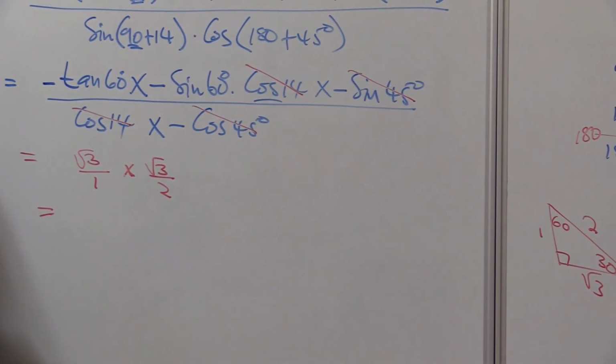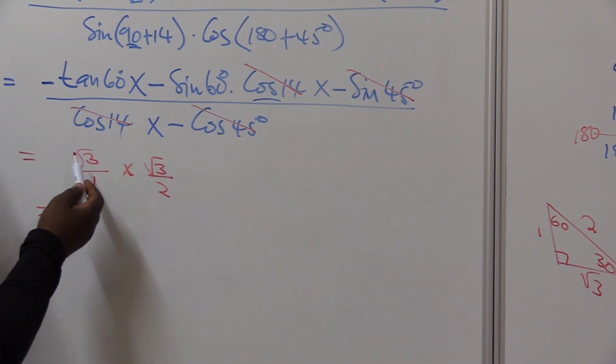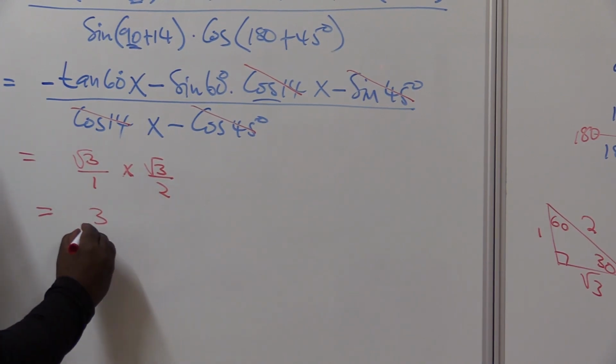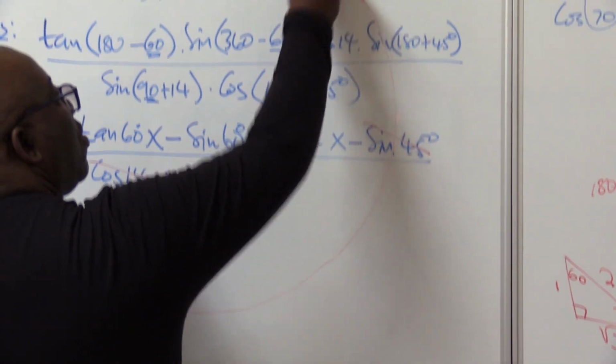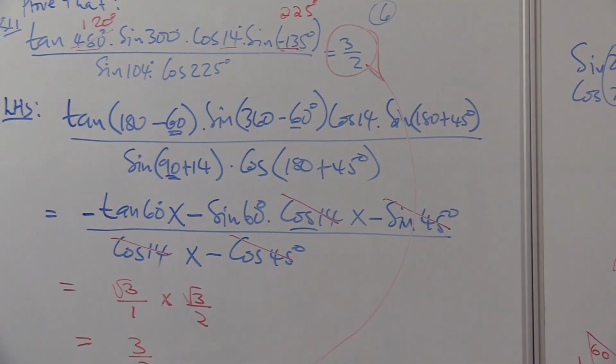So when you work this thing out, let's work it out. Without using a calculator, what is root 3 times root 3? It is 3. What is 1 times 2? It is 2. This is exactly what we are required to find. The left-hand side is, of course, equal to the right-hand side.